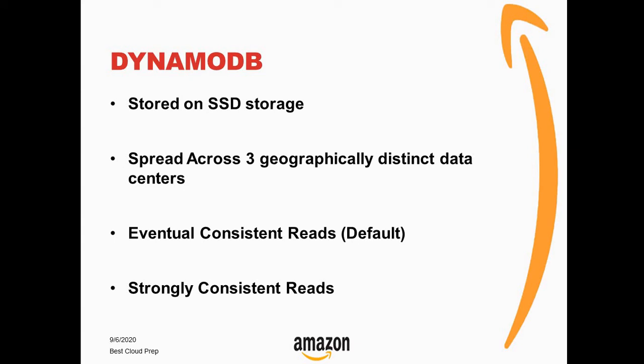So DynamoDB is serverless. It is stored on SSD storage. It is spread across 3 geographically distinct data centers. You have 2 different types of consistency. Remember this. So you have eventual consistency. If your application doesn't need to read your updated data within 1 second, then you want eventual consistency, and this is actually what you get by default. If, however, your application needs that data to be updated and always have a perfect copy of the data, certainly within less than 1 second, then you probably want strongly consistent reads.